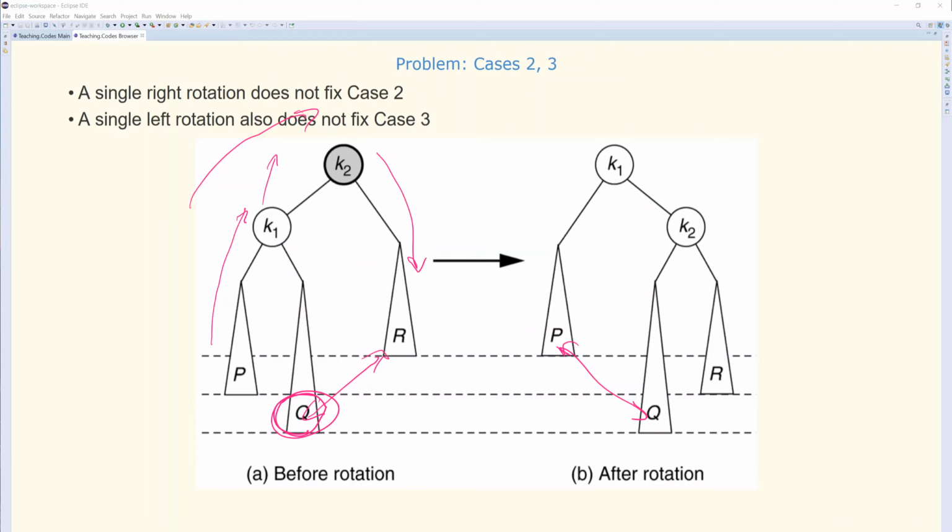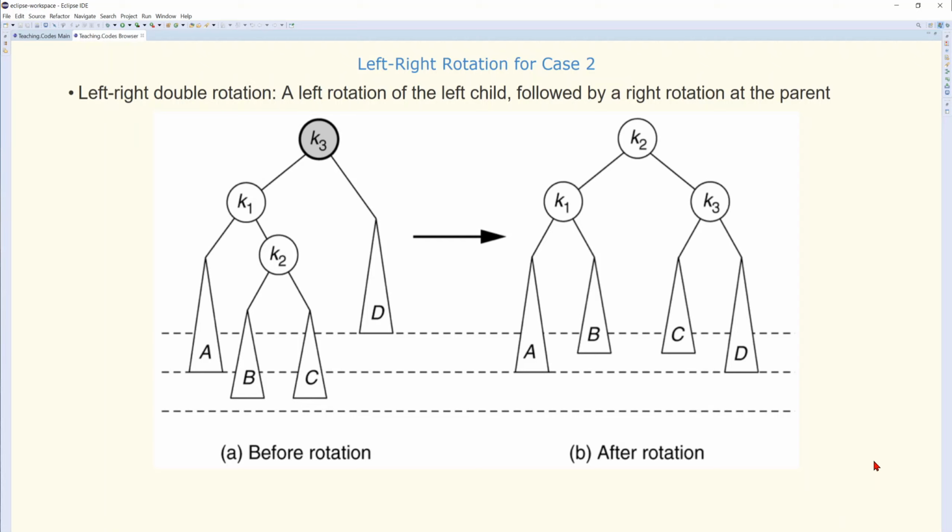Okay? So that is not the answer to case 2, and similar is true for case 3. They cannot be solved with single rotations. So how do we solve these specific cases? We need to do 2 rotations, and these rotations are either left-right or right-left. You never have left-left or right-right rotations. So these 2 rotations will be the other way around.